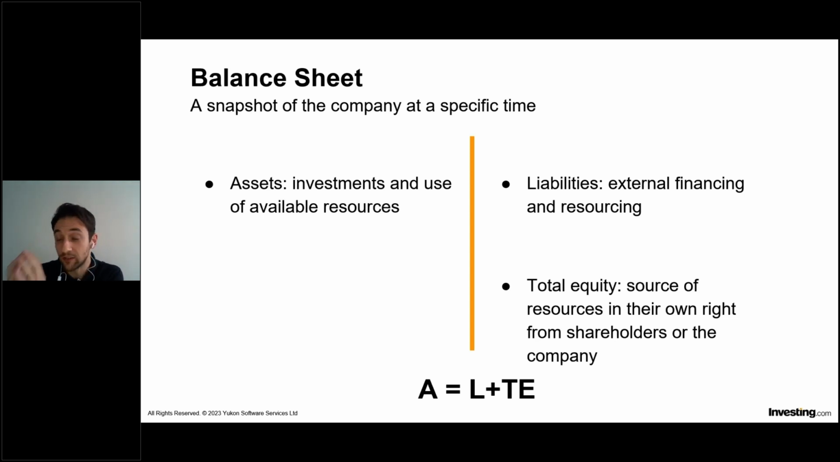Liabilities are always resources, but in the case of total equity, these resources come from inside the company. That's the main difference between liabilities and total equity: where the sources come from. That's the main point to understand, okay? Liabilities are external resources. Equity is internal resources.